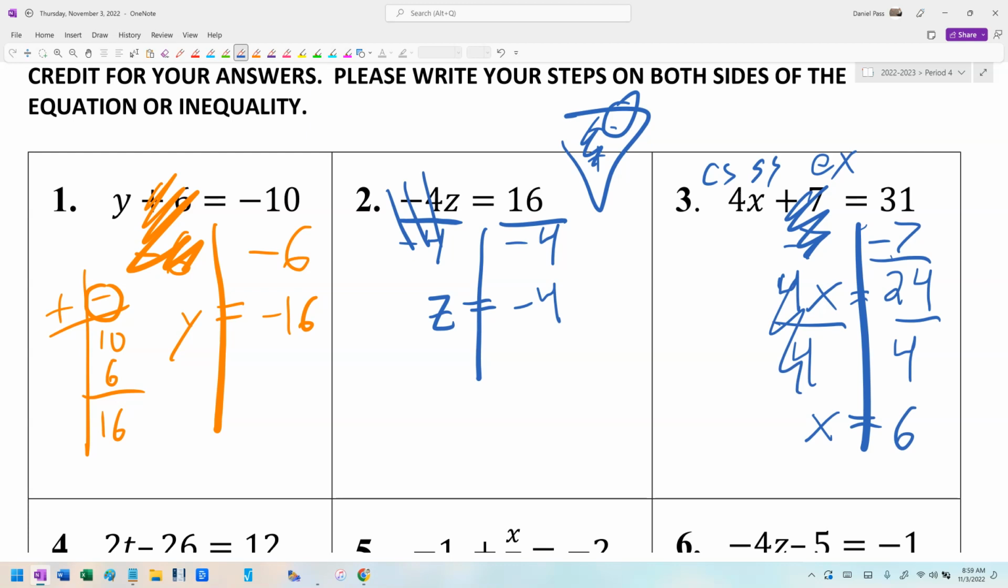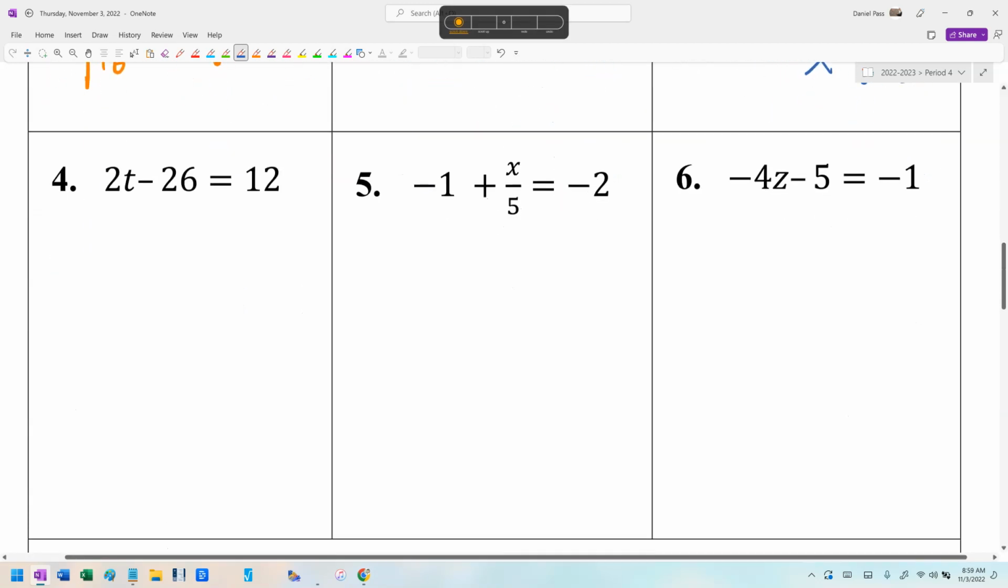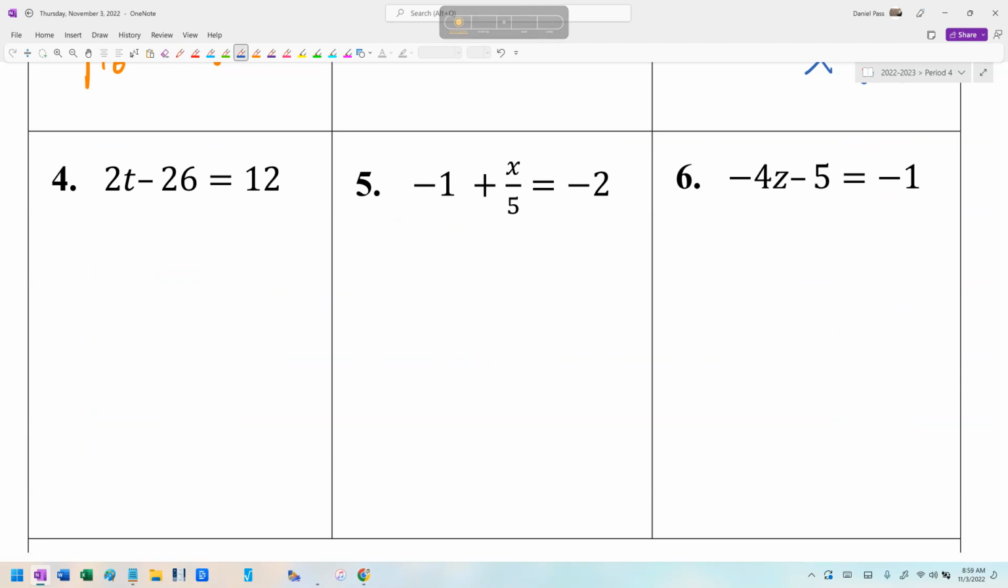All right, very good. Who got that right? Woo! Very good. Okay, moving down. Go ahead. You want to pick a color? Blue will do fine. Blue, okay.